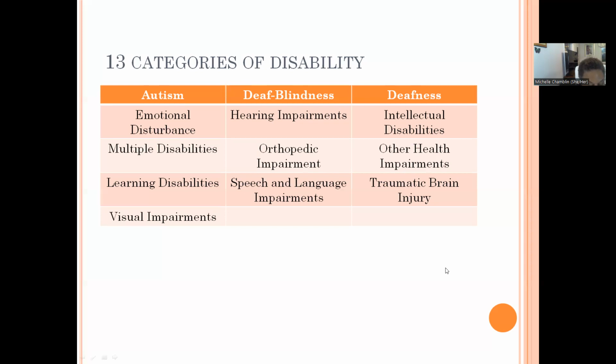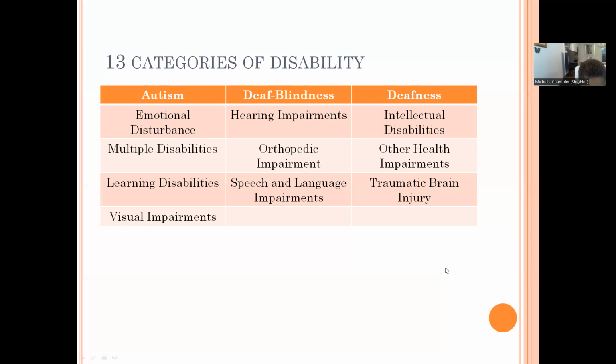1, the inability to learn due to intellectual, sensory, or health problems. 2, the inability to build and maintain social relationships with peers and teachers. 3, inappropriate behavior and affect. 4, general pervasive depression or unhappiness. 5, tendency to develop fears or physical symptoms associated with school and personal problems. And 6, schizophrenia, a disorder in perception of reality.